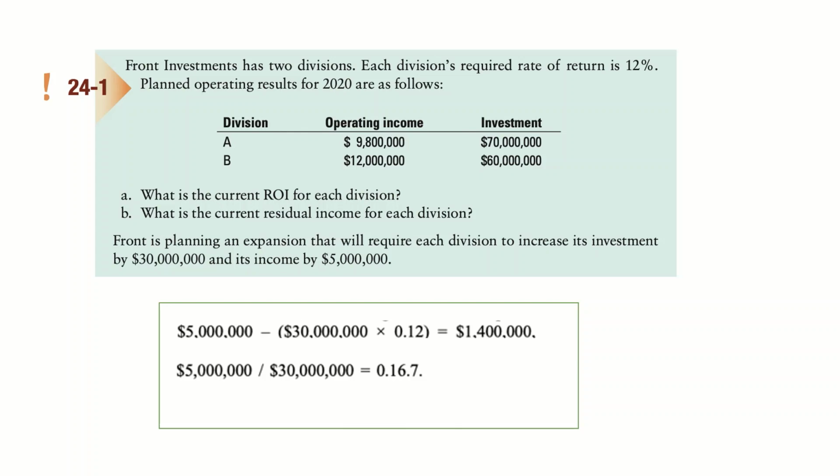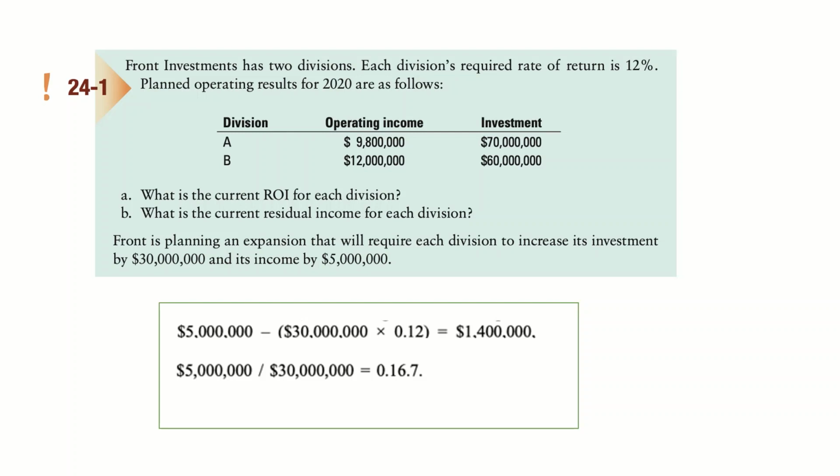Front is planning an expansion that will require each division to increase its investments by $30 million and its income by $5 million. With residual income, both managers favor the expansion. The expansion has residual income of $5 million minus $30 million multiplied by 0.12, equal to $1,400,000. And either division's residual income increases by this amount.